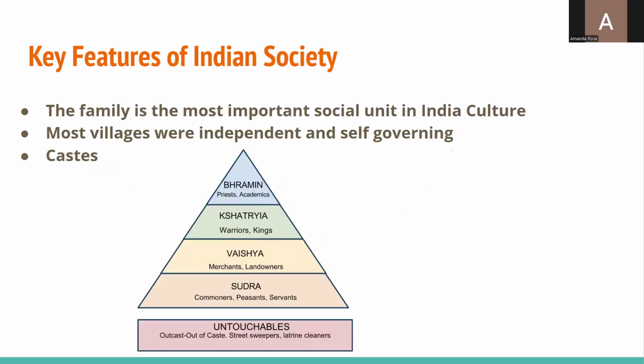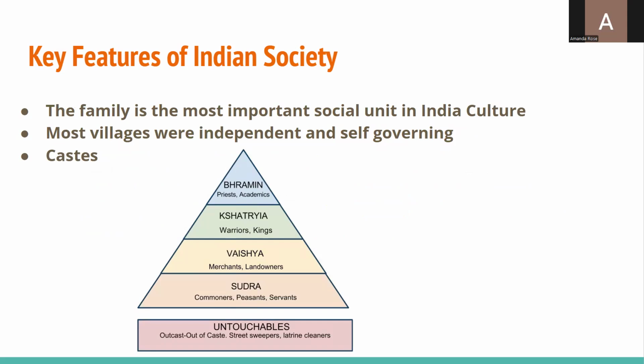All right. So, we need to look at the key features of Indian society. India has one of the oldest cultures in the modern world. The basic characteristics of Indian society described in the Vedas have changed little from the ancient to the modern days. So, the family has always been one of the most important social units in India.